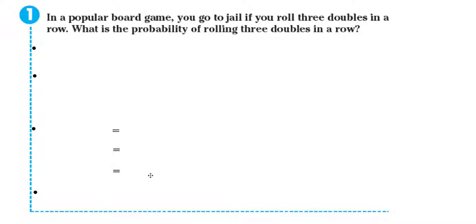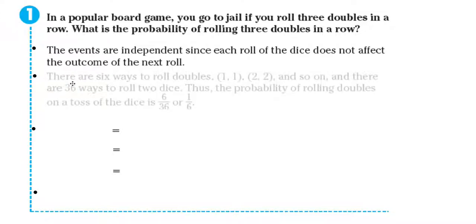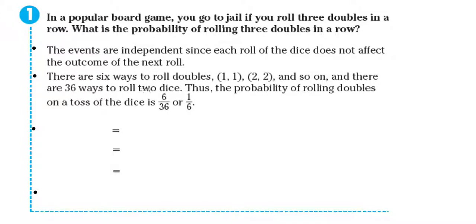And at the same time, the outcome of the third roll will not be affected by the outcome of the first and second rolls. So this is a good example of an independent event, because they do not affect the outcome of the next roll. There are 6 ways to roll doubles: 1-1, 2-2, 3-3, 4-4, 5-5, and 6-6. And there are 36 ways to roll dice.